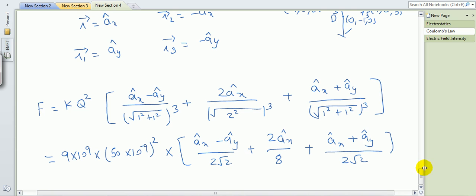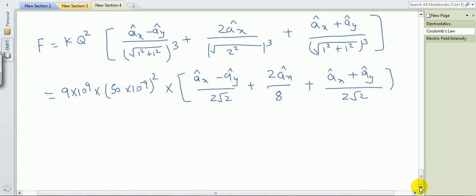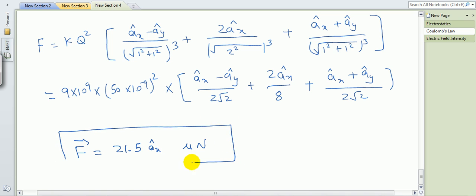So the ay component will get cancelled, and if you simplify the calculation, the total force will come out to be 21.5 ax cap micronewton. The force is in micronewton actually. So this will be the total force, and we can easily find this using the superposition principle.